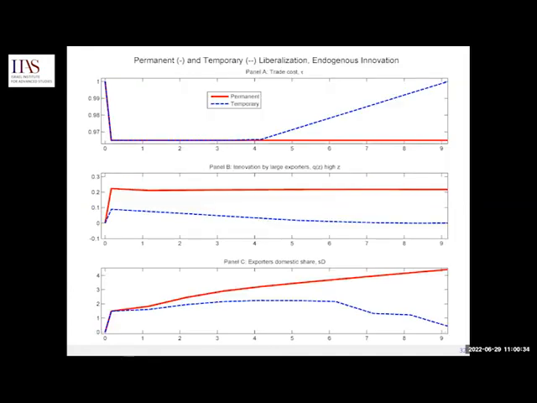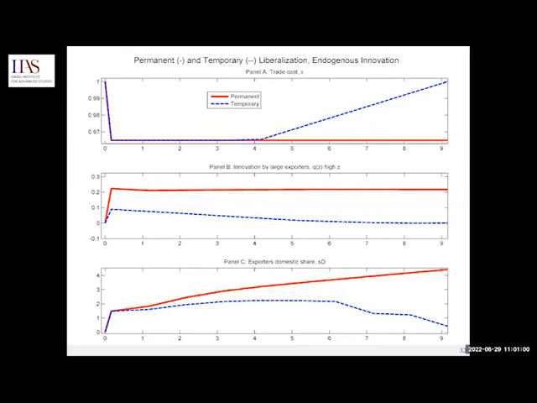So let me just show you a couple of things about these transition dynamics and endogenous innovation. By the way, these models being solved are perfect foresight models, so I'm not putting in any kind of aggregate uncertainty. Before, I did a permanent trade liberalization. I just wanted to show that the permanence of trade liberalization, now that we have these kinds of dynamic models, is going to be very important.